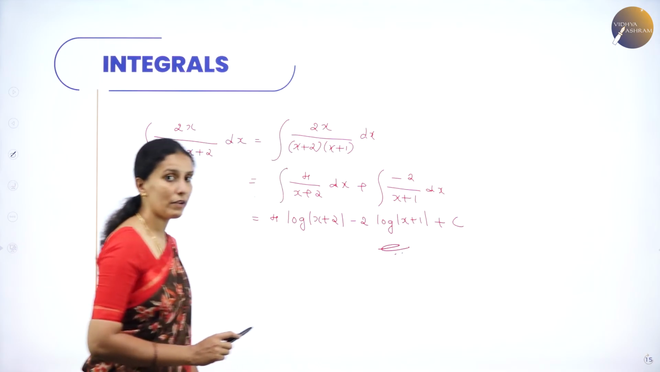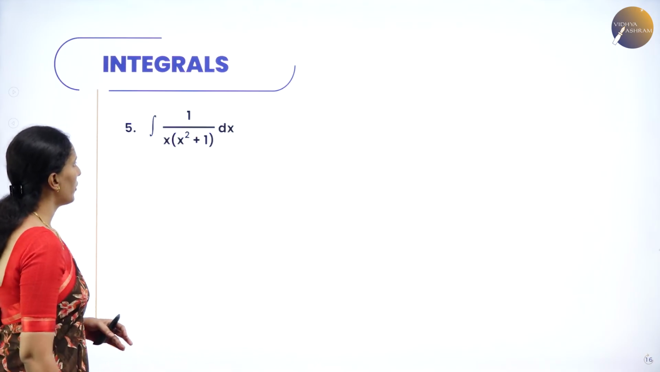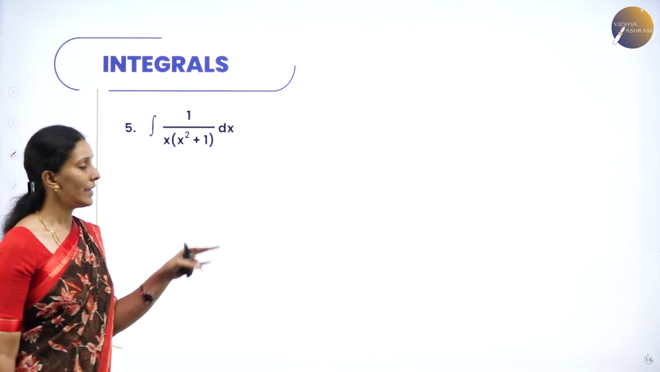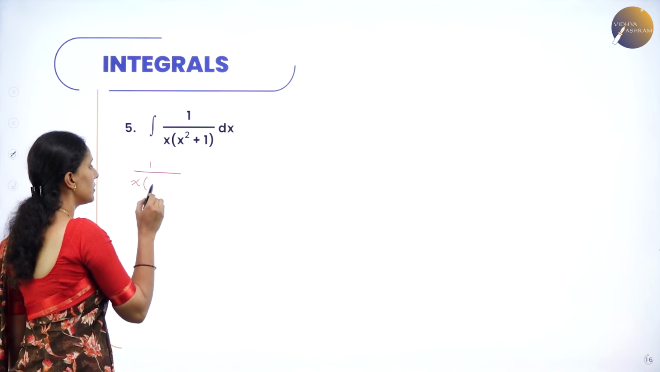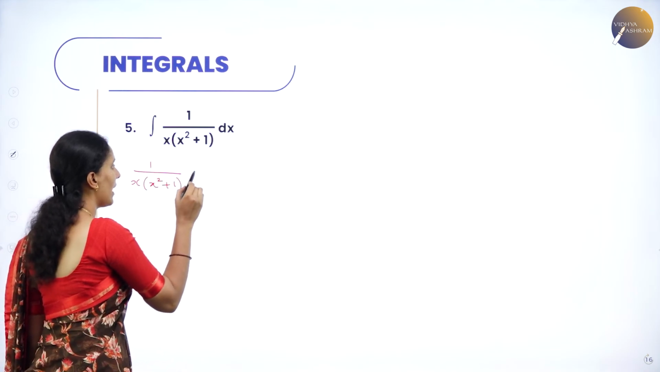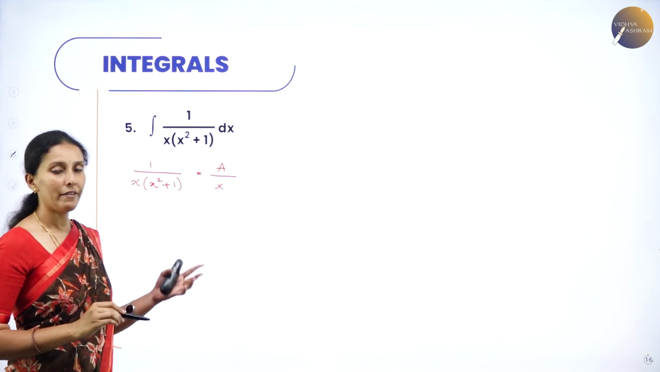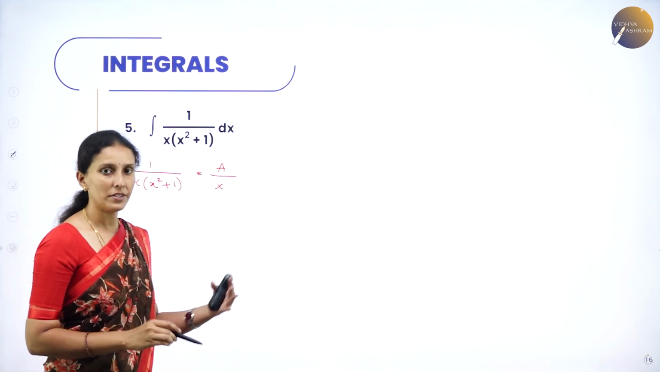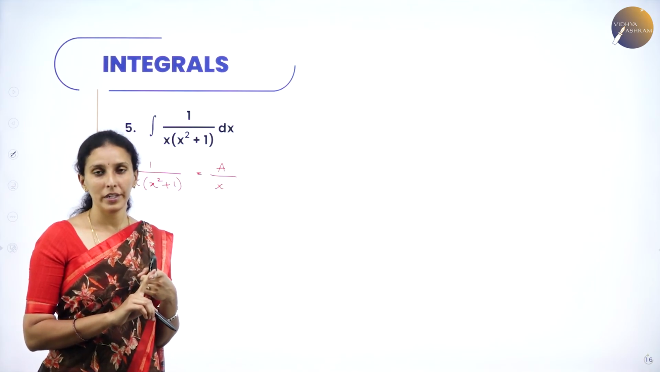So this is the given value of integral. Next one we have integral of 1 over x into x square plus 1. See here, I can write 1 divided by x into x square plus 1 as A divided by x. Don't worry if you don't have any constant, write it in the form of ABC only. But x square plus 1 cannot be divided into two linear factors.